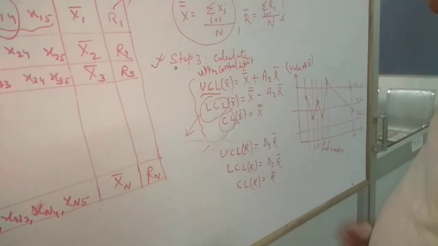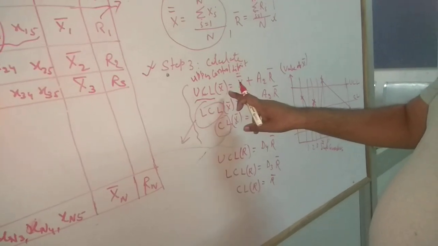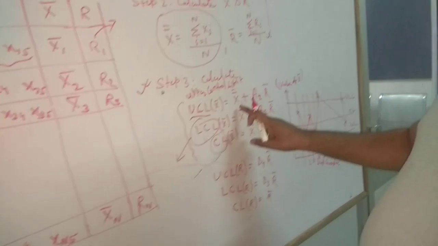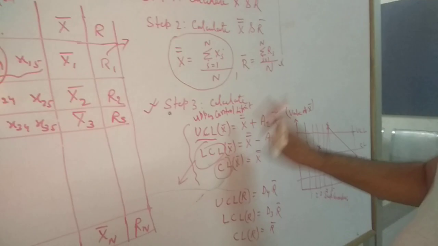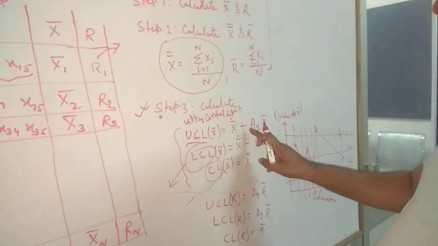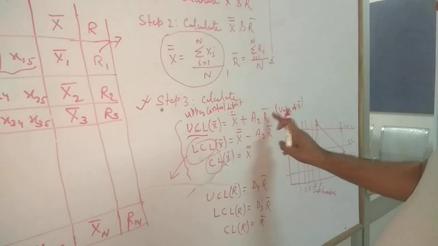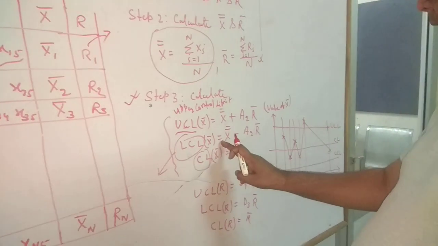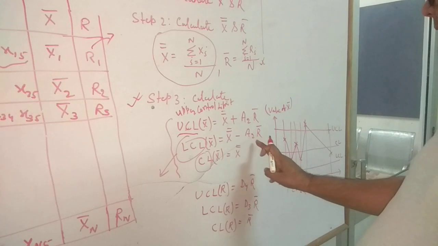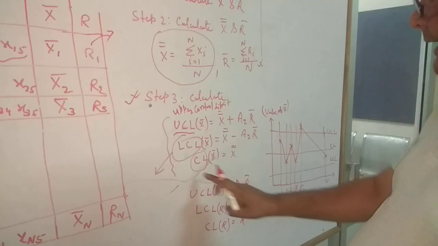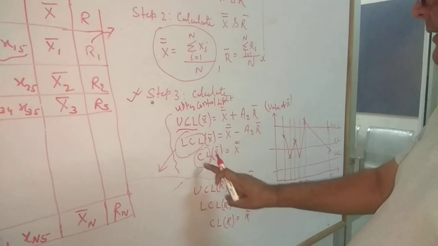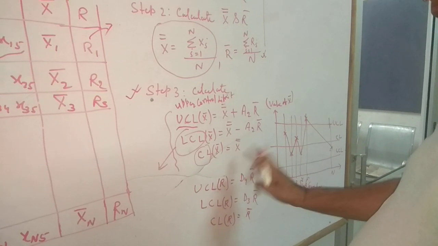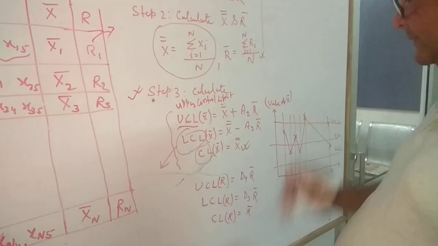How will we calculate? UCL for X bar will be computed using this formula, that is X double bar plus A2 R bar, and lower control limit for X bar is X double bar minus A2 R bar, and the control limit for X bar is the X double bar itself.